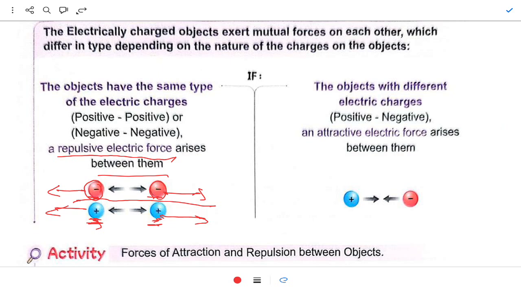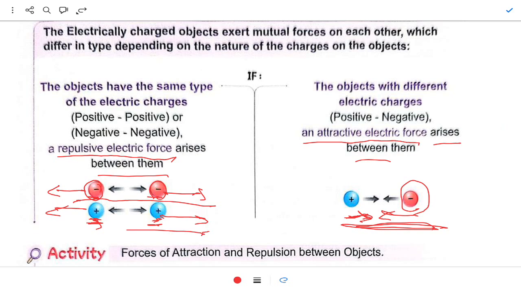But if you make two objects that don't have the same charge, what will happen? An attraction will happen between them. An attractive electric force arises between them. This particle will move to here and this will move to here. So an attraction will happen between them. They will be attracted to each other. So if you have the same charge, a repulsion will happen. If you have different charges, an attraction will happen.